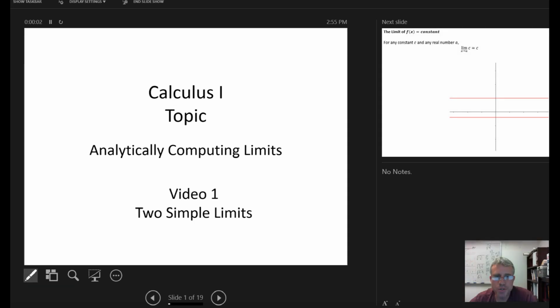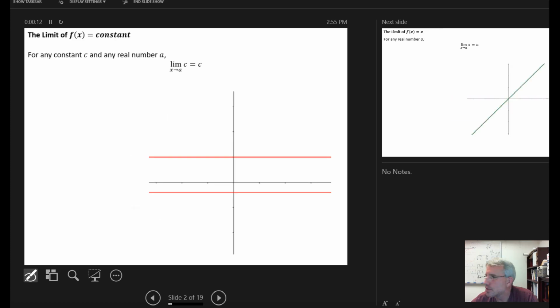So in this first video, we're just going to look at two simple limits that are going to turn out to be kind of the building blocks for what we do in the next homework assignment. So the first limit is simply the case where we have a function that's equal to a constant. And the claim is that if we take the limit as x goes to any input a of a function that's a constant, that the limit is just the constant.